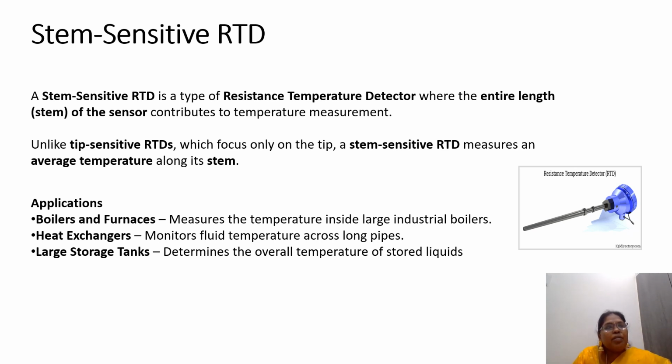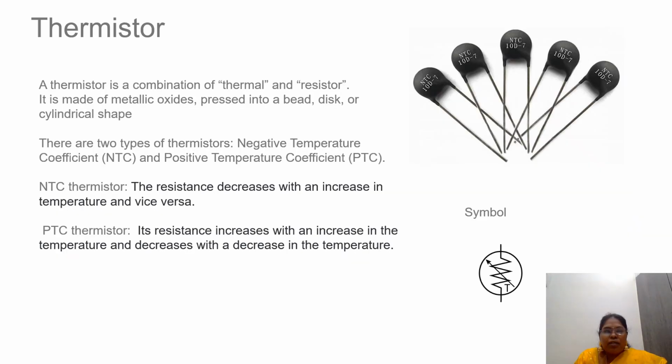It will contribute to the temperature. This entire length will contribute, so everything has to dip into this. But in the previous cases, we need not dip the entire thing, whereas here we need to dip the entire thing. So in boilers and furnaces, we can use this stem type, and heat exchangers also. And if you want to store a liquid in large tanks, then you can go for the stem sensitive.